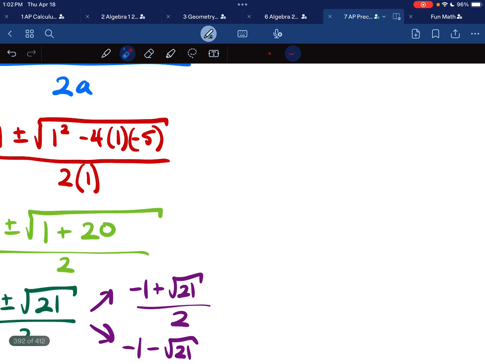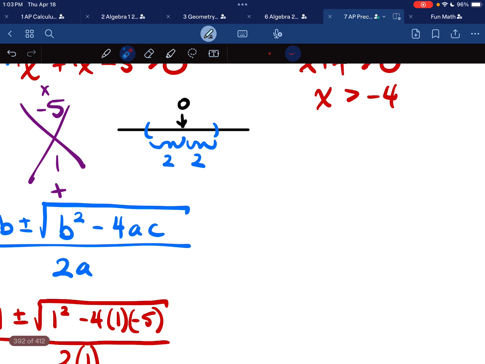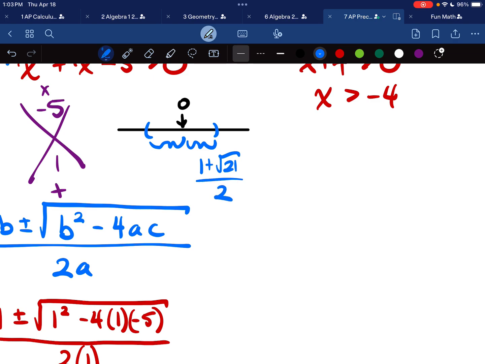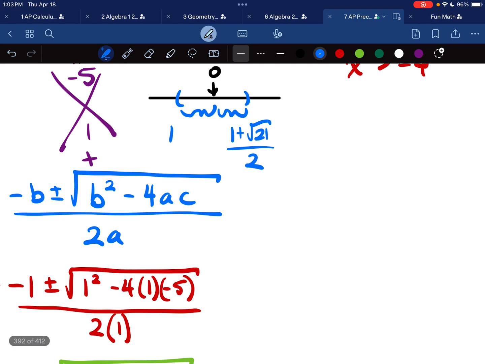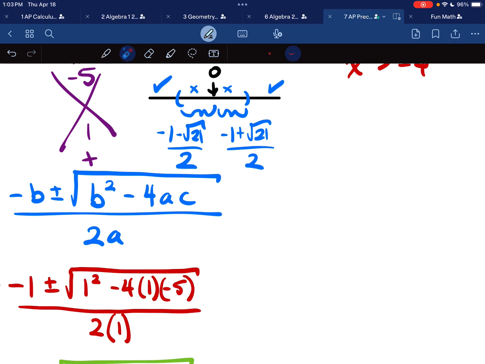They're not symmetric in this case, and that's okay. So my distance in this case is negative 1 plus root 21 all over 2, and a negative 1 minus root 21 over 2. Those are the distances away from 0. And everything over here, these are fair game. This one, I do not want to be in there. That's essentially what I'm trying to say. Did I ever explain that? I might have.